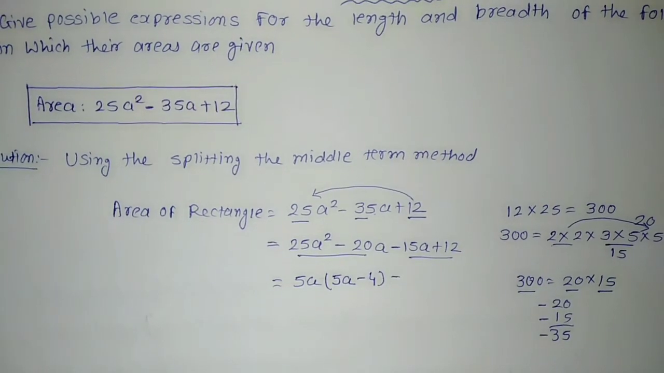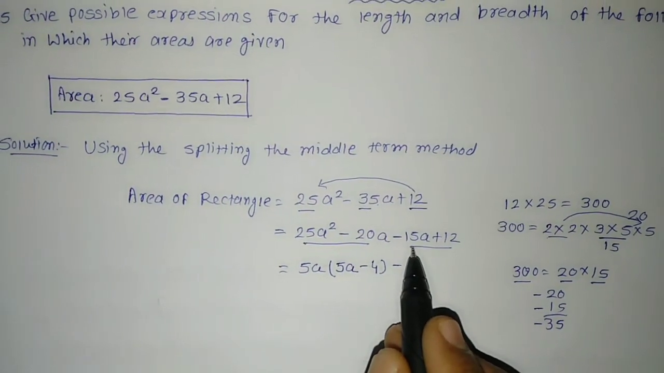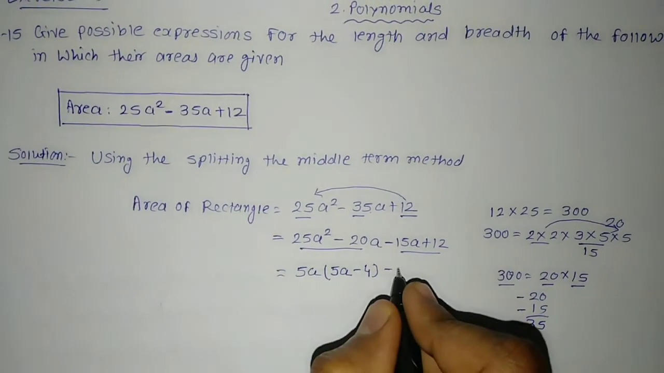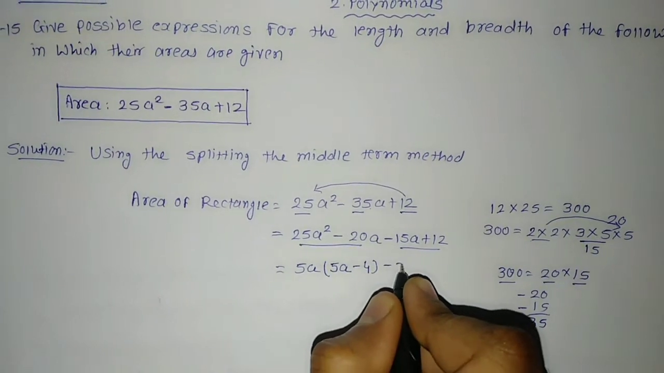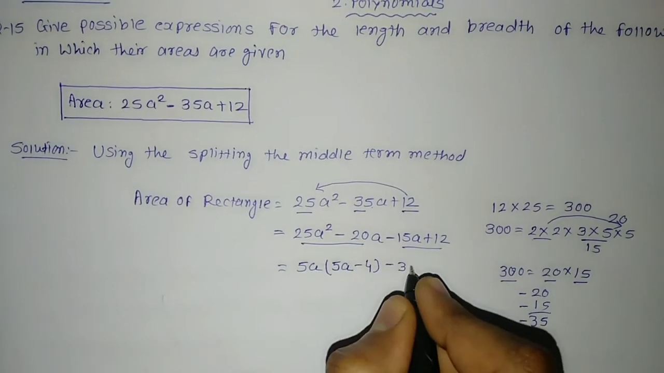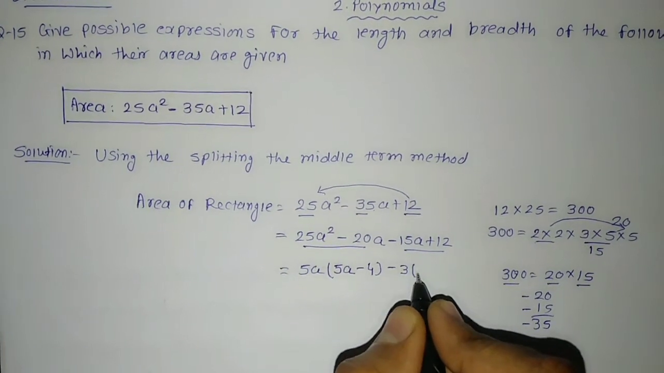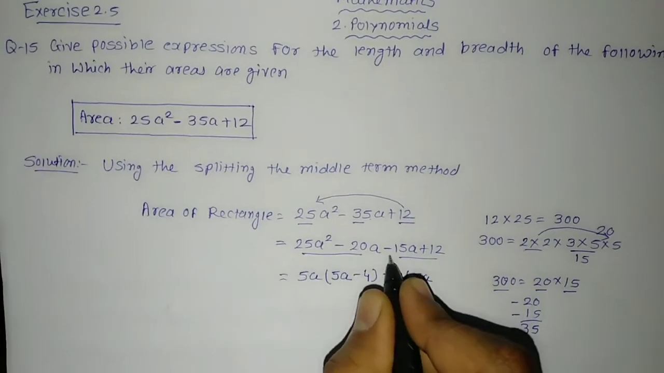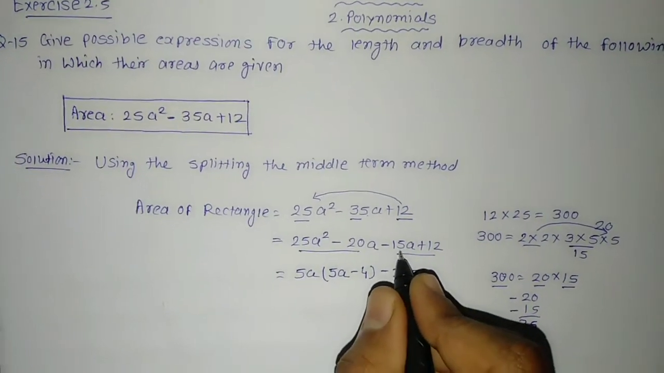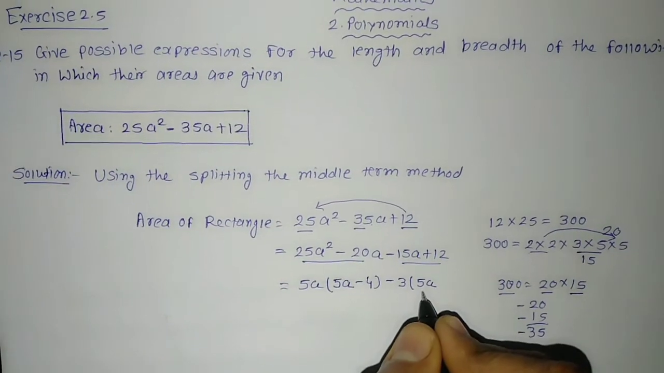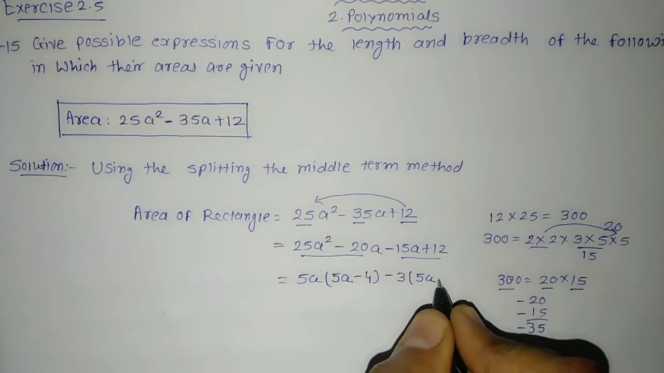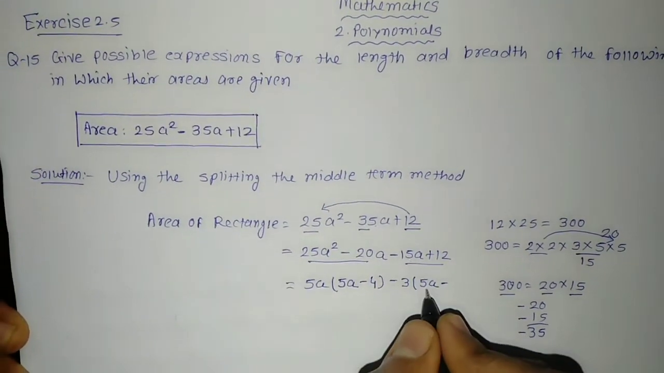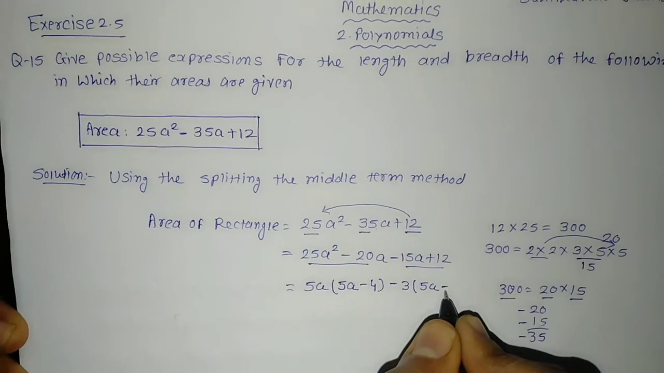Here we will try to take the common term. 5 threes are 15 and 4 threes are 12, so 3 will be the common one. And I will take this minus sign also common. Minus 3 will be common. Then what is remaining inside it? 5 threes are 15, so it is 5a. This minus sign we have taken common, so this sign will get changed and this minus 15a has been converted to plus. And this plus will convert to minus because we have taken the minus sign common.